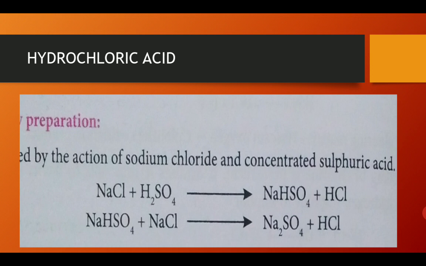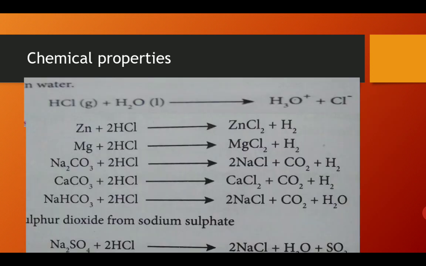The next one, chemical properties. Like all acids, it liberates hydrogen gas from metals. Whenever an acid reacts with metal, it liberates hydrogen gas. See the first equation. Zinc plus 2HCl gives ZnCl2 plus H2. The next one, Mg plus 2HCl gives MgCl2 plus H2.